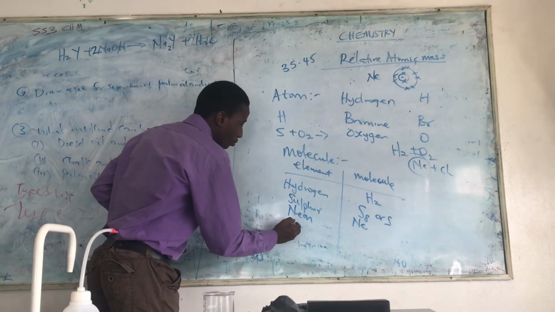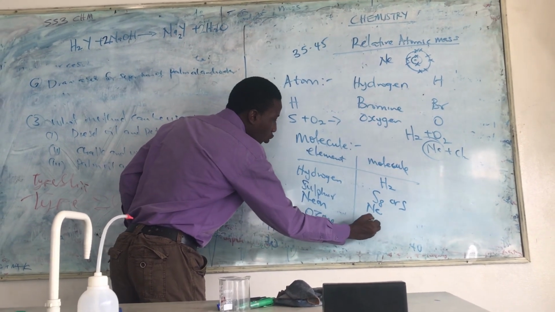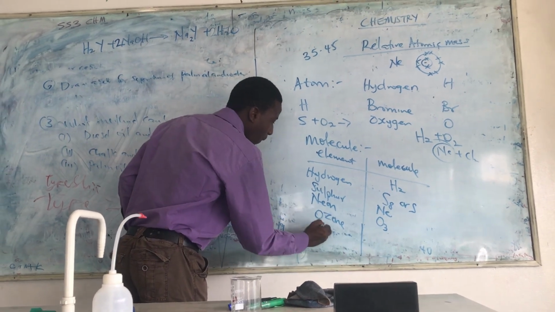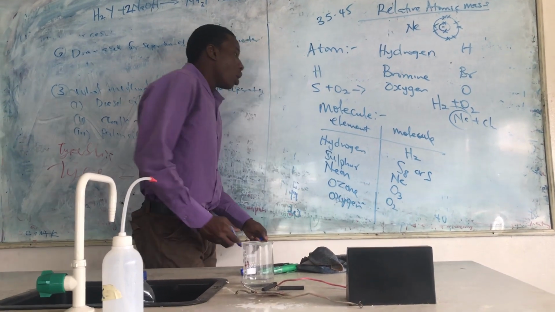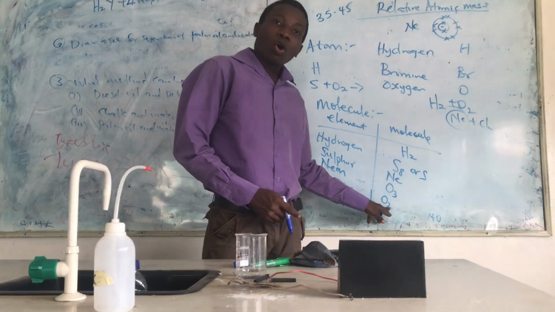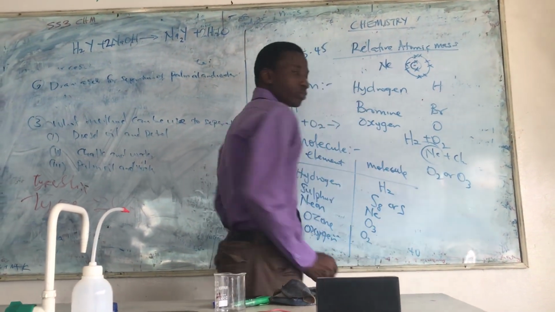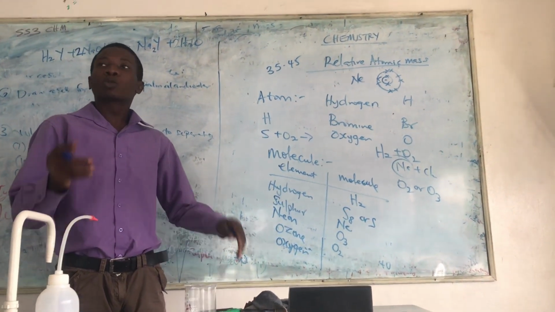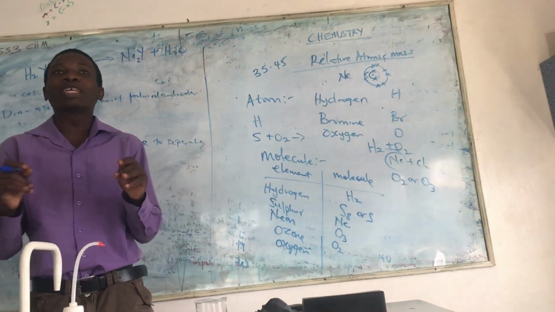Like ozone. The molecule of ozone is O3. Oxygen, the molecule of oxygen is O2. So oxygen cannot stand alone unless it's in the form of O2 or O3. That is a molecule. So molecules are the smaller part of a substance, that means the smallest form in which a substance can be.